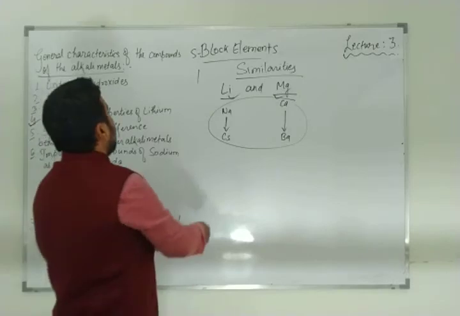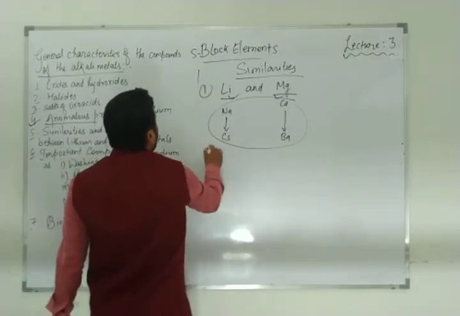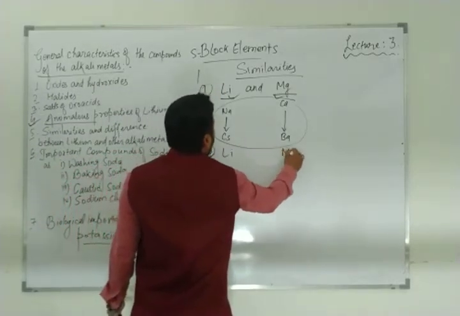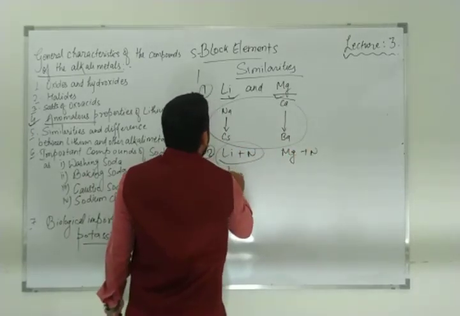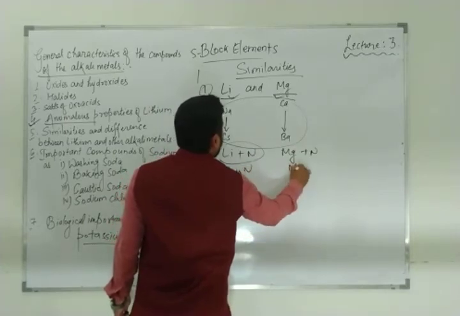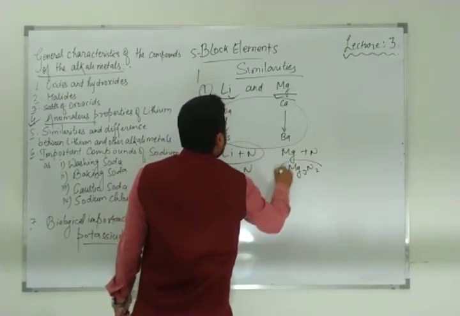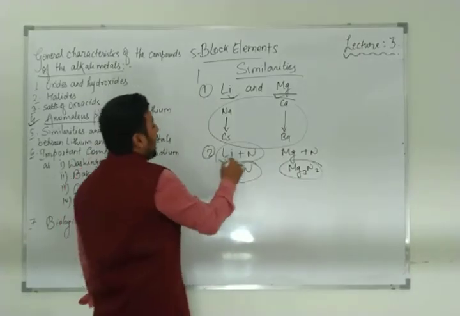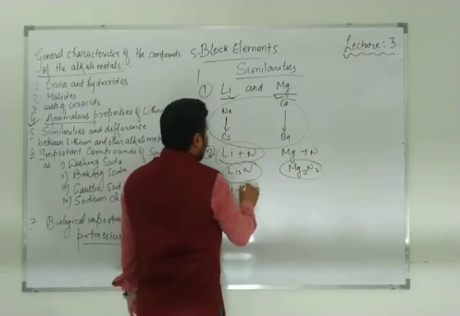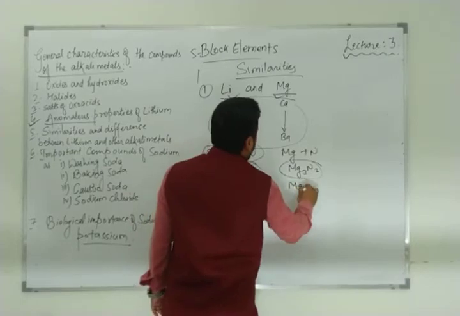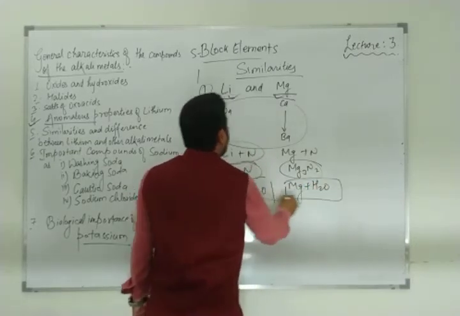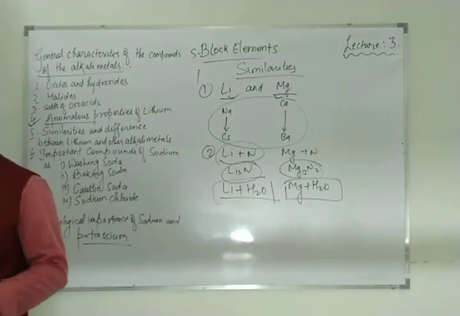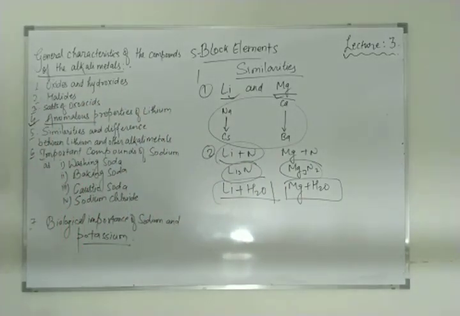So the first similarity was this. The second similarity is that lithium and magnesium, if they react with nitrogen directly, form nitrides, Li3N and Mg3N2. But if they react with water, then they are slightly soluble. So remember the questions, dear students. First reaction, they are slightly soluble. Second reaction, they directly form nitrides. Okay.